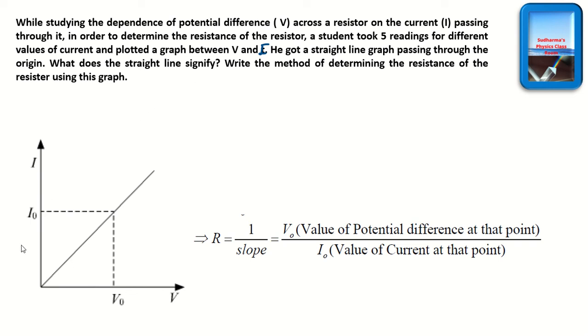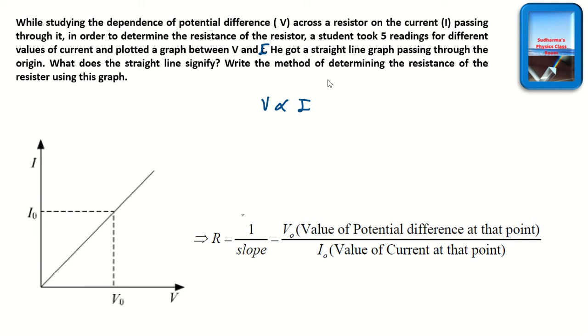So, here the straight line says that voltage is proportional to current. They are in direct proportionality. That means when one quantity increases, the other quantity will be increasing. That's the meaning of directly proportional.